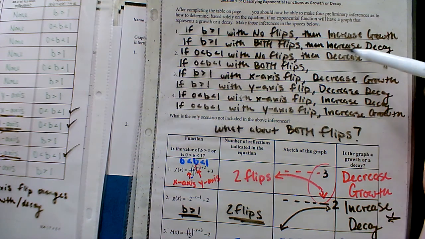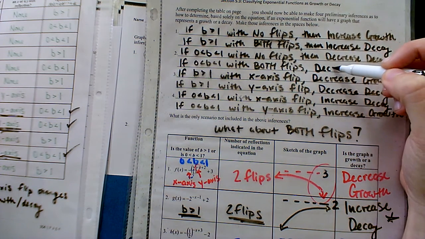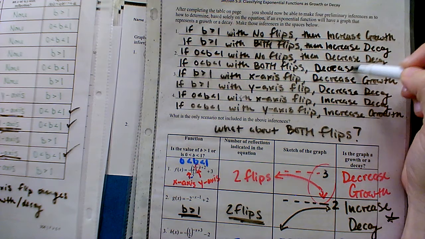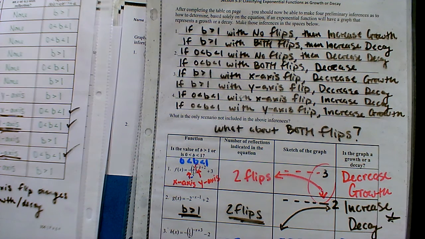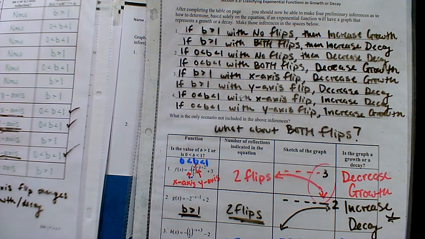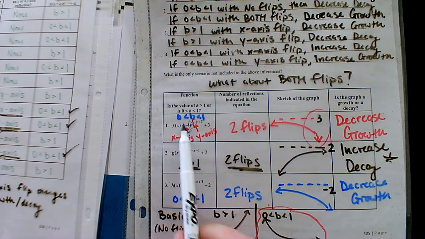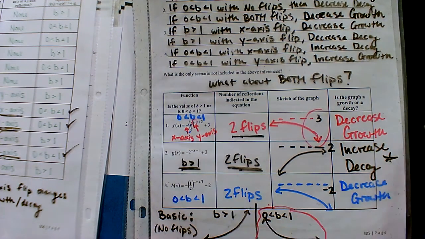If we have both flips, the increasing or decreasing nature does not change. So this is still going to be decreasing. But if we do have both flips, that means there's a y-axis flip in there, so the decay/growth nature will change. So if we started with decay in the basic graph, it's going to change to growth. Does that fit what we said in the table? Base between 0 and 1, 2 flips, decreasing growth.